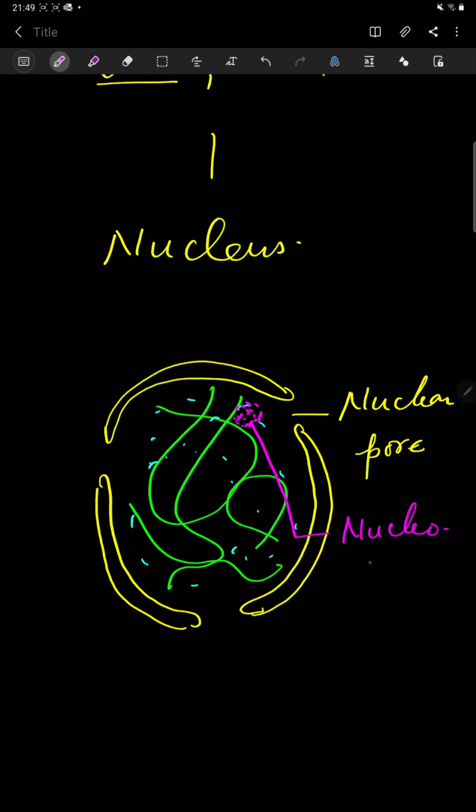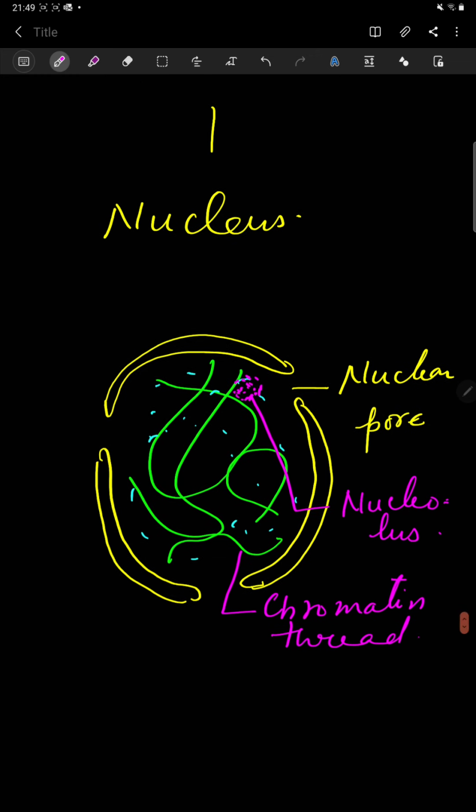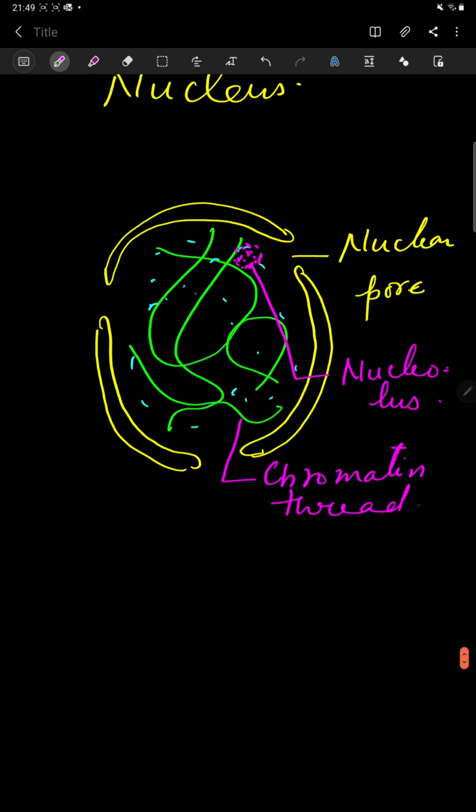N-U-C-L-E-O, then L-U-S, nucleolus, not the nucleus, right. Then this thread-like structure is termed as chromatin thread, T-H-R-E-A-D. In your book, this diagram is also related to the animal cell, so they are indicating the centrosome also, but I have simply drawn the nucleus over here for a common eukaryotic cell.